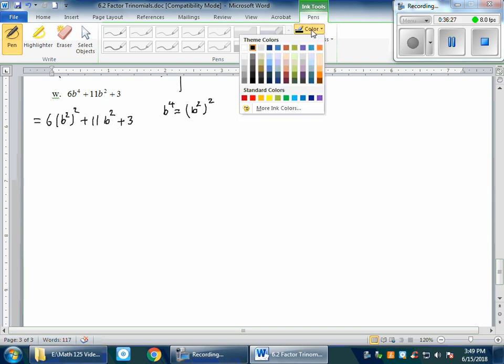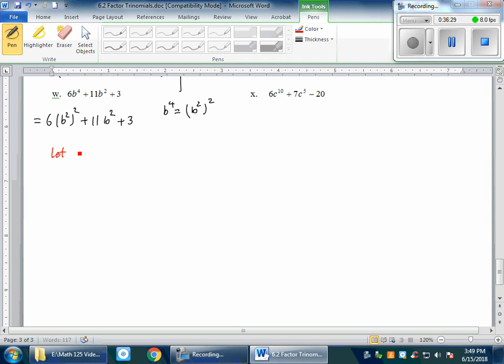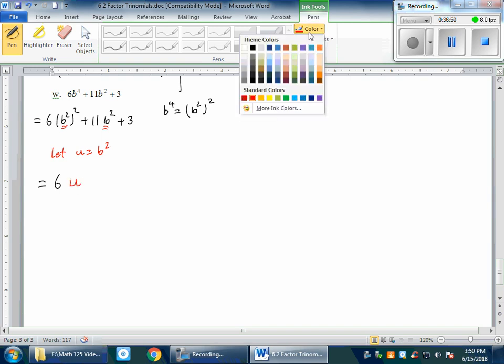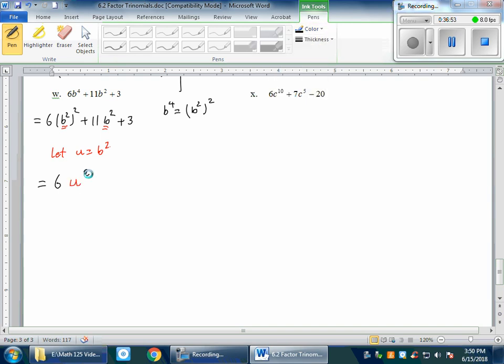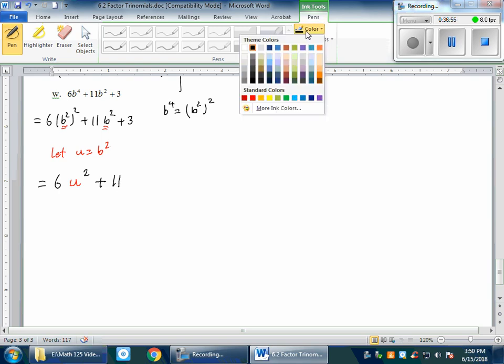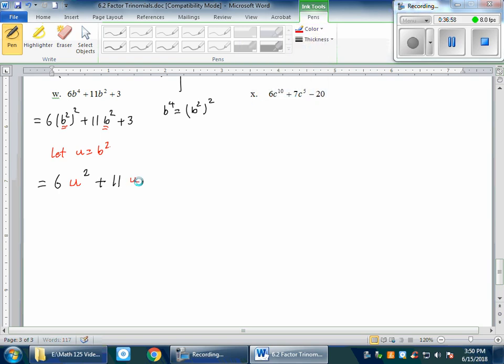So I can let u be equal to b squared, so that I can substitute this part with u, and the first part with u also. So this will look like 6 replacing b squared with u, which is u to the second power, plus 11 times b squared, replaced with u, so it should be 11u, and then finally plus 3. Now factor this out.